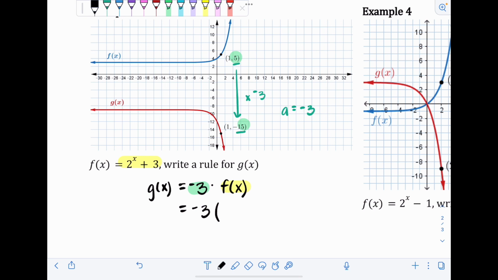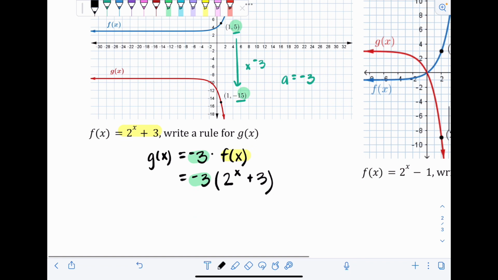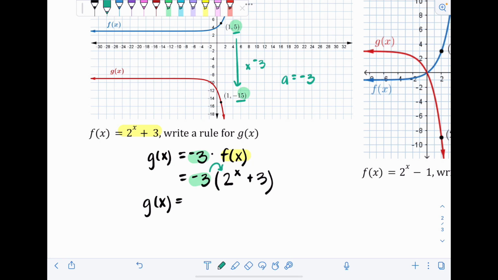And then I'm going to use parentheses for f of x to make sure I multiply everything by that negative 3. So it'd be 2 to the x power plus 3. And then you do want to simplify and distribute in, so that would be the last step. So it'd be g of x equals negative 3 times 2 to the x power.